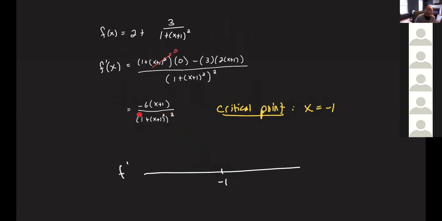Observe the denominator is squared, right? So this is always positive. It's never going to change our sign. And so the sign of this, whether it's positive or negative, just lies with the numerator.